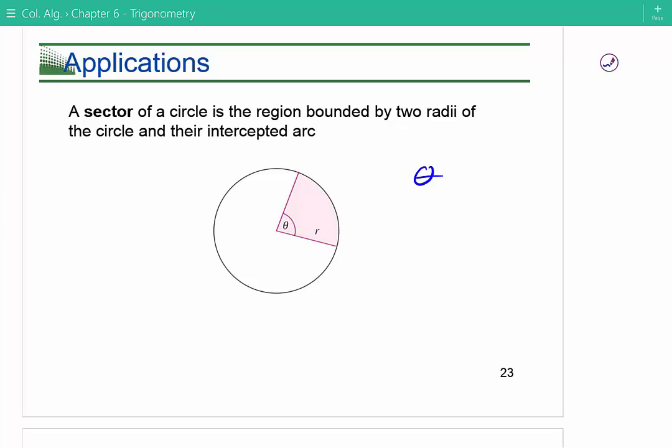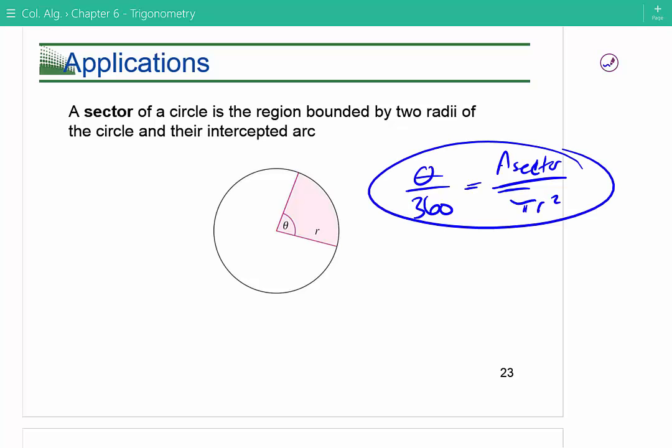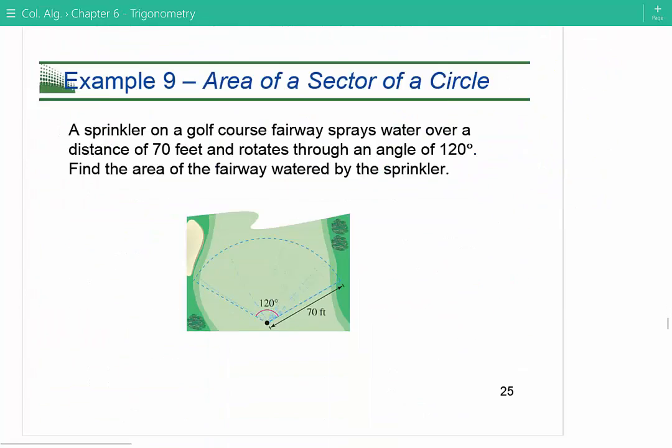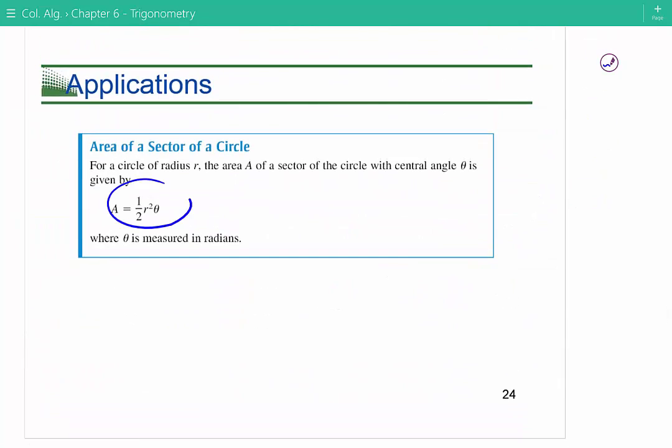Some applications then, we're going to find area of a sector. I like to do it by taking small angle theta divided by the total angle equals the area of the sector divided by the total area, which the total area of a circle is pi r squared. That's the way I like to do it with a proportion. Small angle to big angle equals small area to large area. The book does use a different formula, though. You're more than welcome to use that formula. I did put it on your formula sheet. That will do just as well. You just plug in the radius and the central angle.